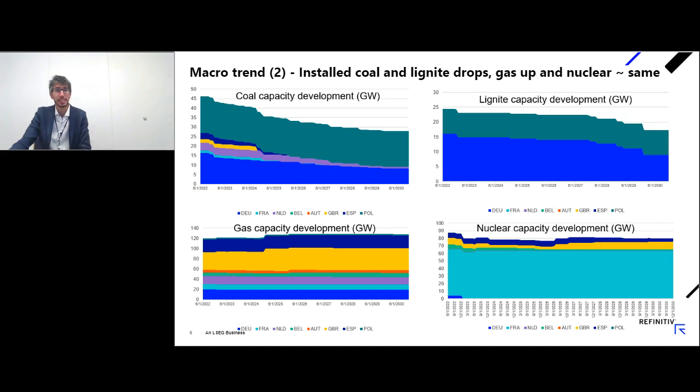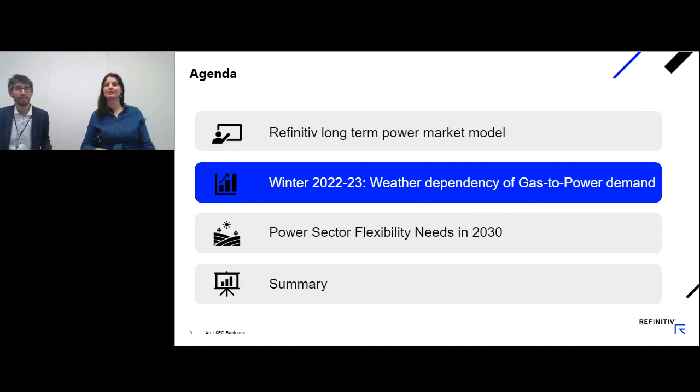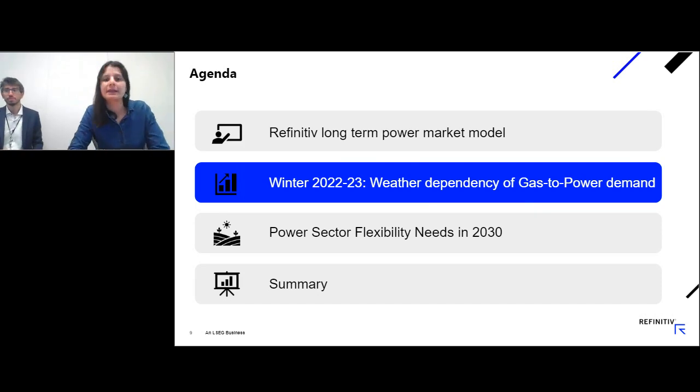So this is the base for the current modeling, and I will leave now the stage to Natalie to discuss the outlook for the coming winter before taking it again. Yes. Okay. Perfect. Thank you very much for the introduction. Let me jump right into this winter.